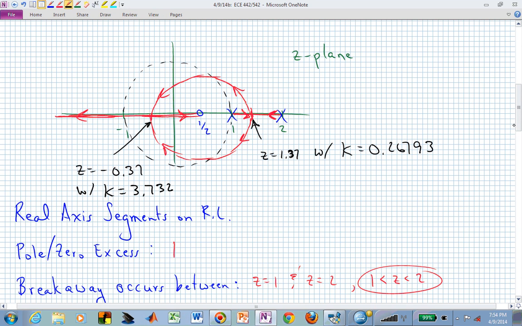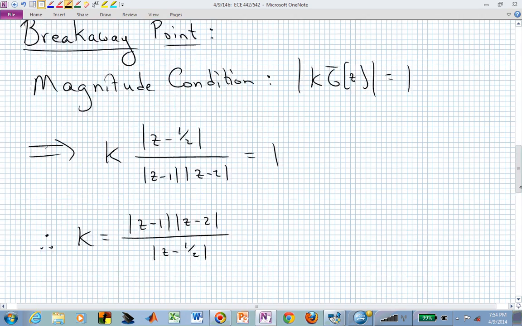Let me just reiterate what we now have sketched. We've now sketched a root locus. This is the final root locus sketch for that particular system. It consists of two real line segments that have two branches on them each, and those are connected by this circular root locus shape that breaks away at z equal 1.37 and re-enters at z equal minus 0.37.